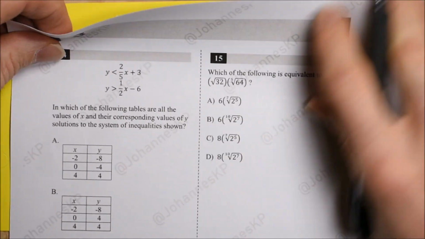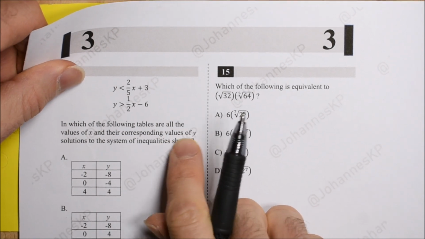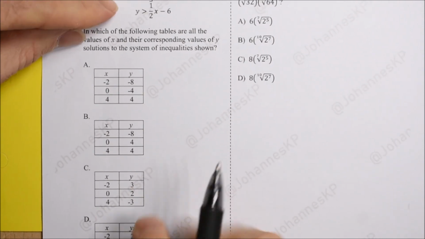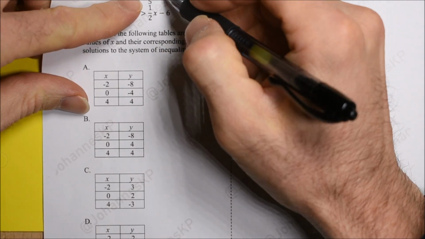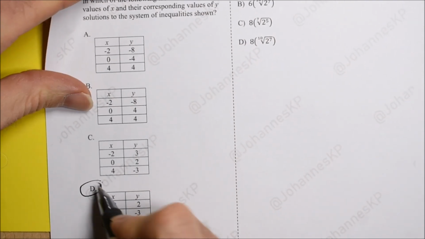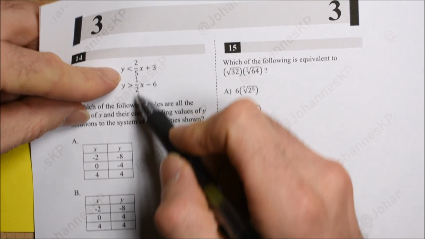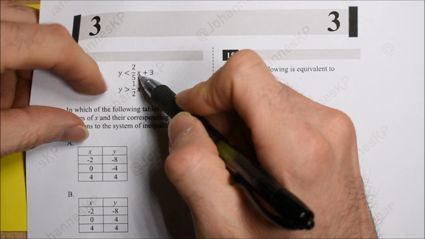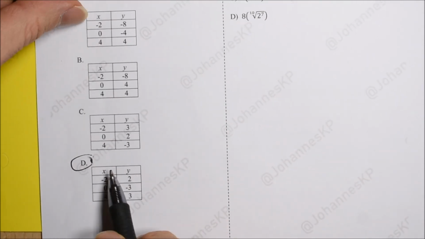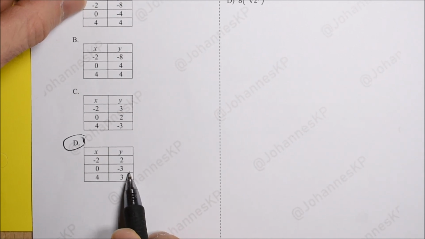Okay, so which of the following tables represent the value of x in the system of the inequality? Okay, so I would just throw in x is 0. So yeah, it's this one, D, because if you throw in x is equal to 0... It says if x is 0, y is less than 3. So if x is 0, y is negative 3.